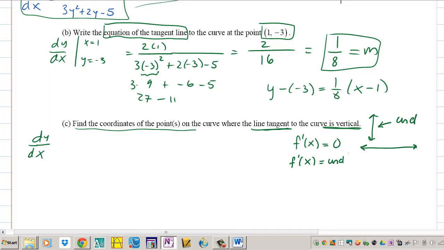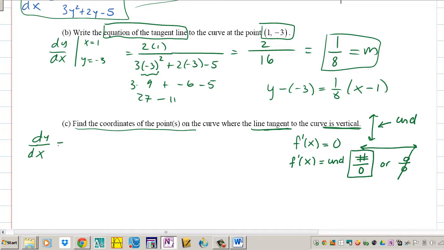Well, what does it mean for something to be undefined? You've got two cases: number over 0 or 0 over 0. But 0 over 0 is indeterminate. Number over 0 is undefined. So here's what we need to do.